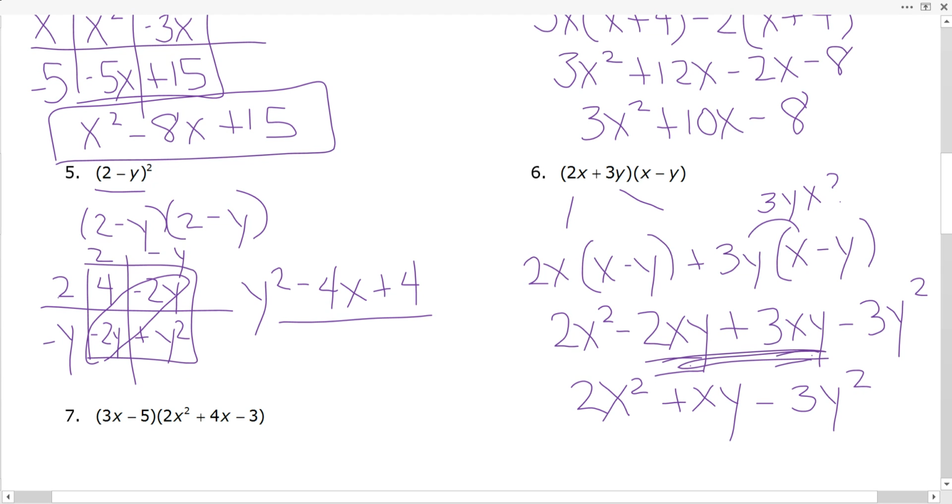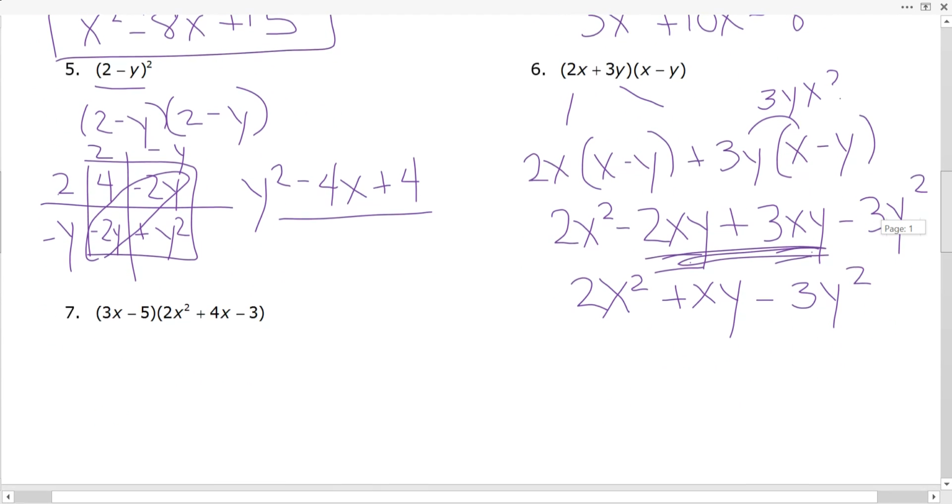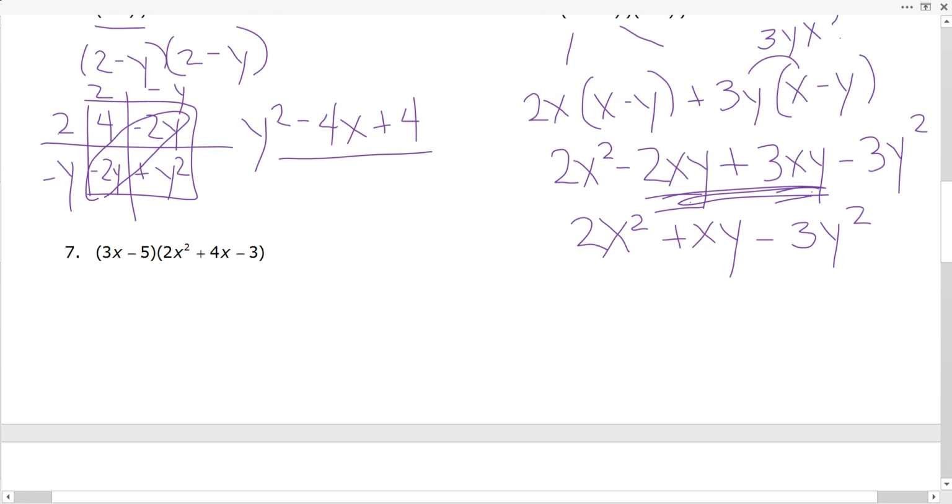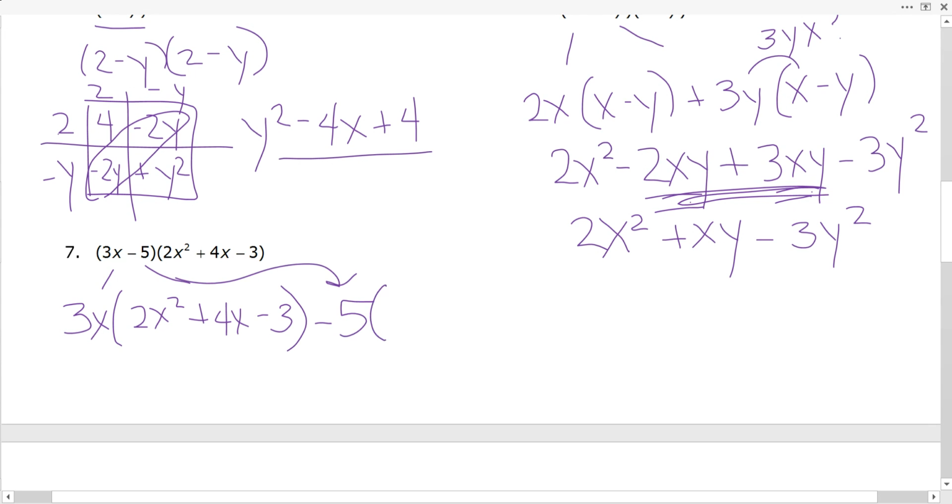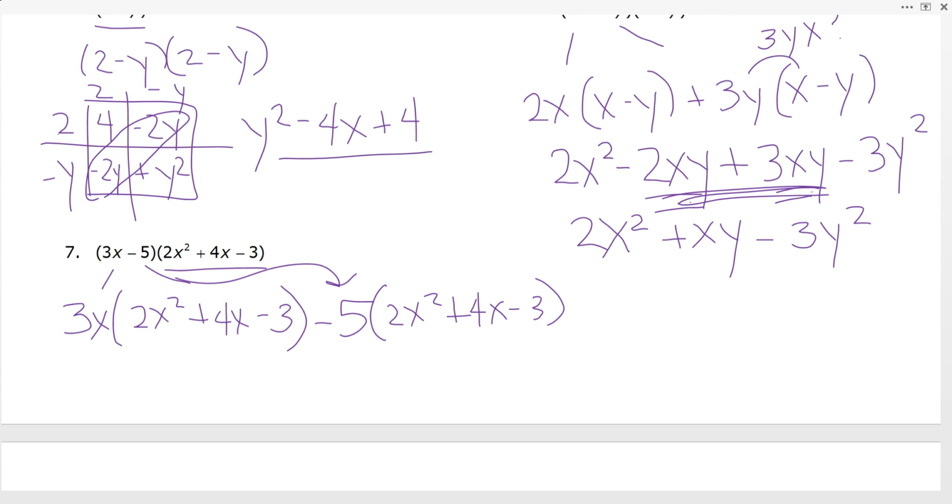All right, number 7. Oh no, I have a trinomial. That's okay, I do the exact same thing. So I'm going to separate out my 3x minus 5 and multiply it times 2x squared plus 4x minus 3. Here's my minus 5 all the way over here. 2x squared plus 4x minus 3. So I'm going to multiply that 2x squared plus 4x plus minus 3 times my 3x, and then times my minus 5, and then put it all together.